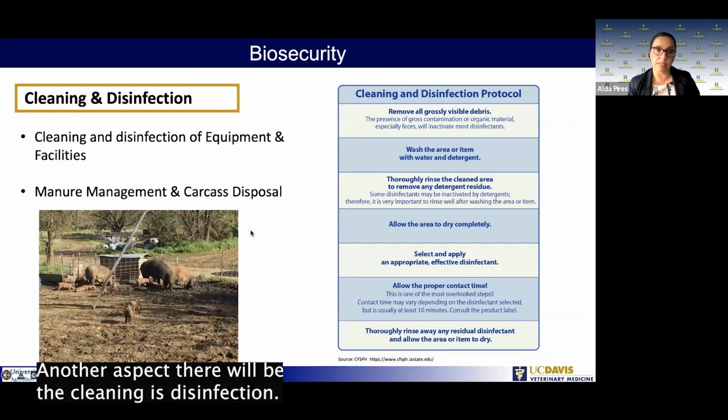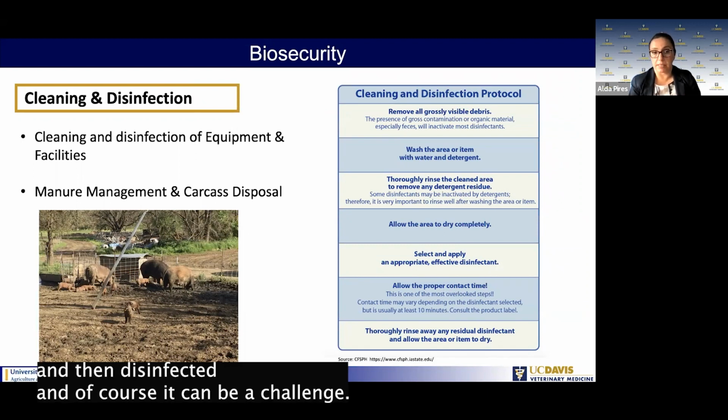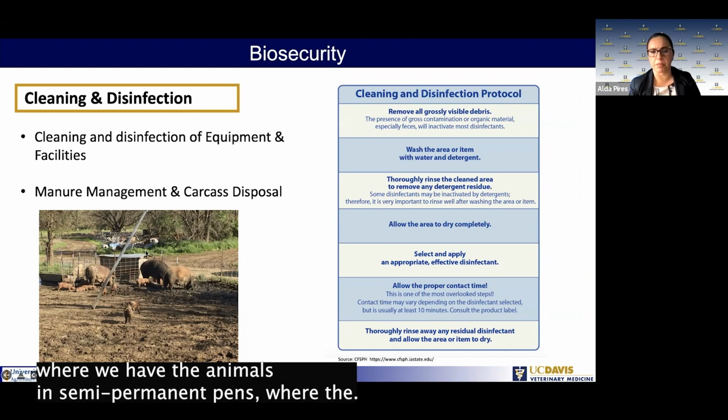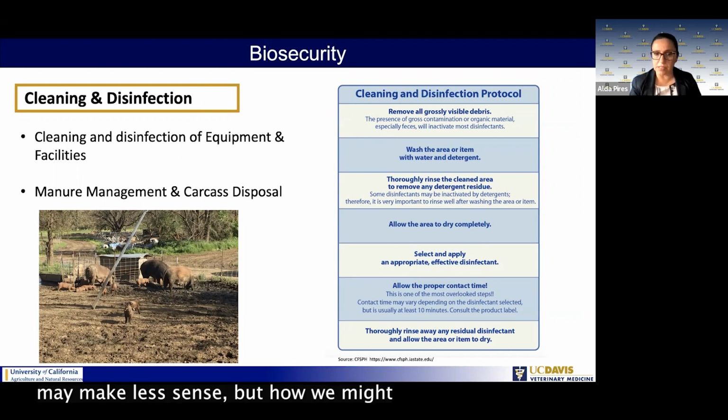Another aspect is cleaning and disinfection. Equipment and facilities should be cleaned and disinfected. And of course, it can be a challenge. If you have a pasture or facility where the animals are in semi-permanent pens, where the ground is just dirt, then cleaning and disinfection make less sense.